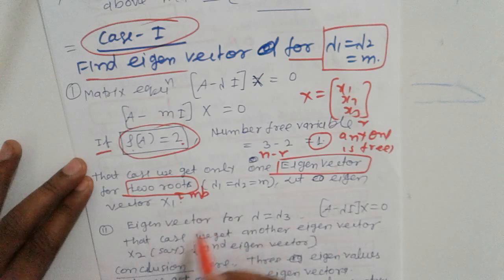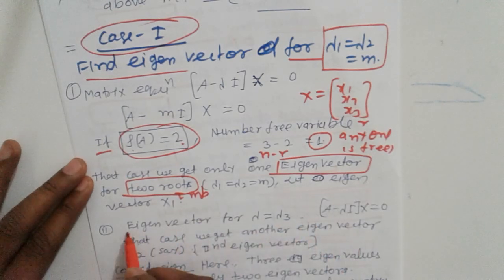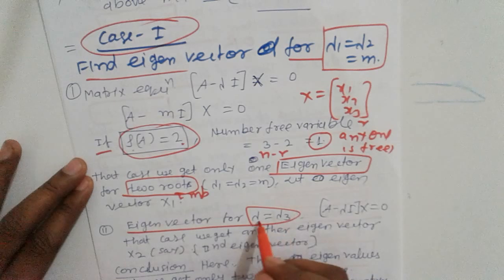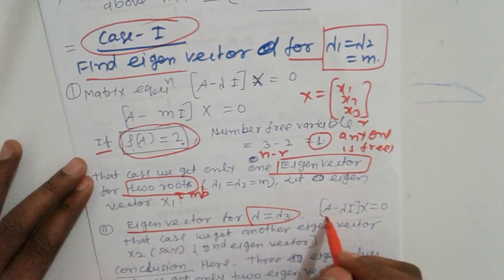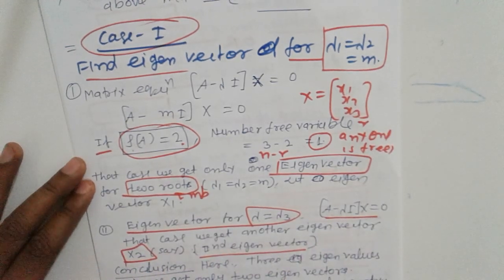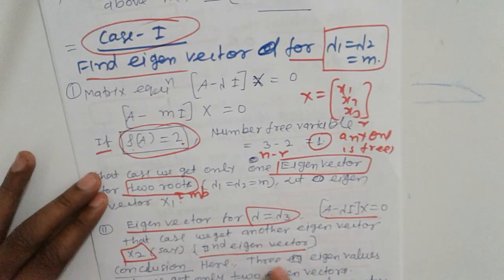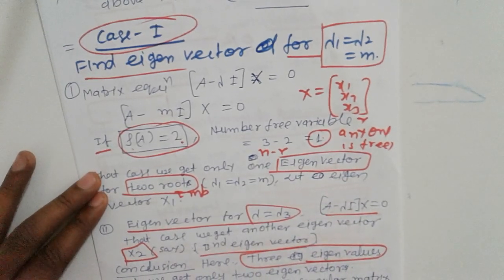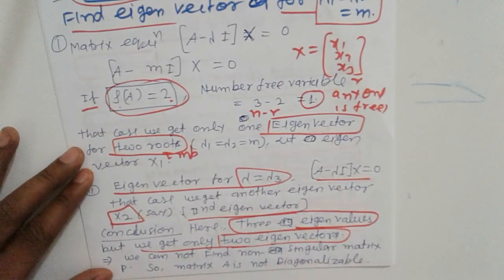So second eigenvector for second different eigenvalue lambda equal to lambda 3 के लिए find out होगा. Eigenvector of lambda equal to lambda 3. So (A minus lambda I) x equal to 0. So that case we get another eigenvector. Suppose that is x2, second eigenvector. But conclusion here, what is the conclusion हमारी here से: 3 eigenvalues, but we get only 2 eigenvectors. It means 3 eigenvalues के लिए सिर्फ हमें 2 ही eigenvectors मिल रहे हैं.